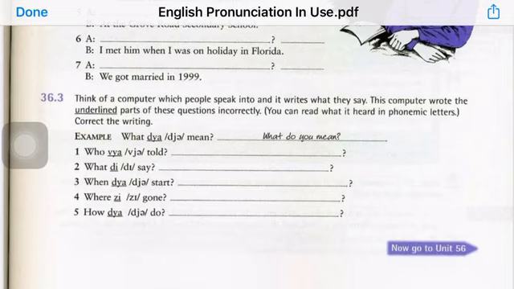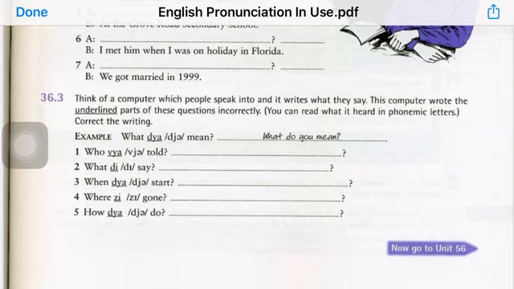Number four, where's he gone? So where does he go? Where has he gone? And instead of saying has he, we say z. Where's he gone?